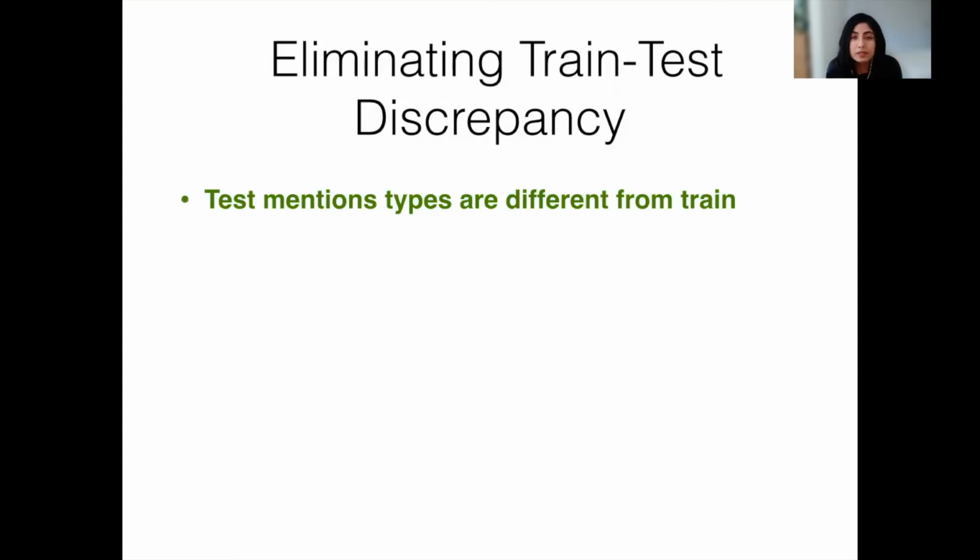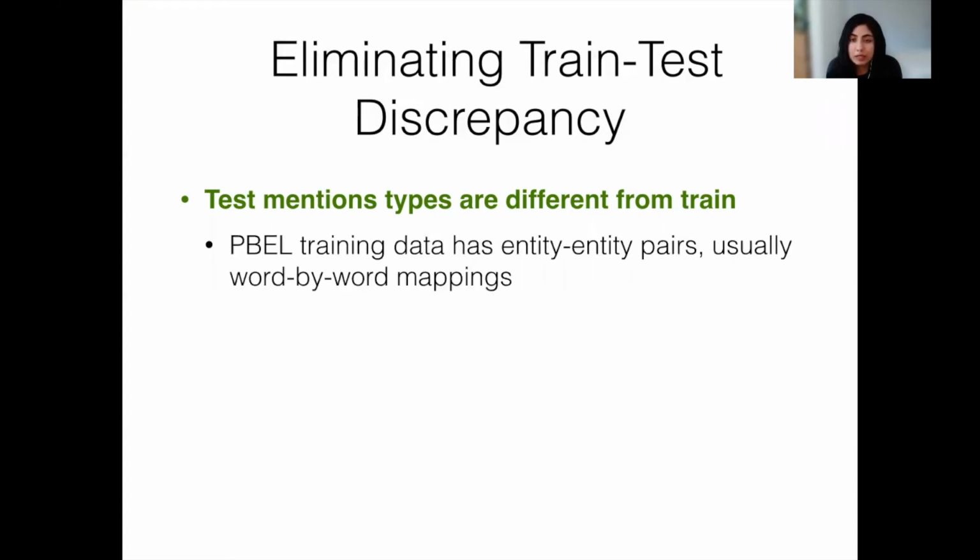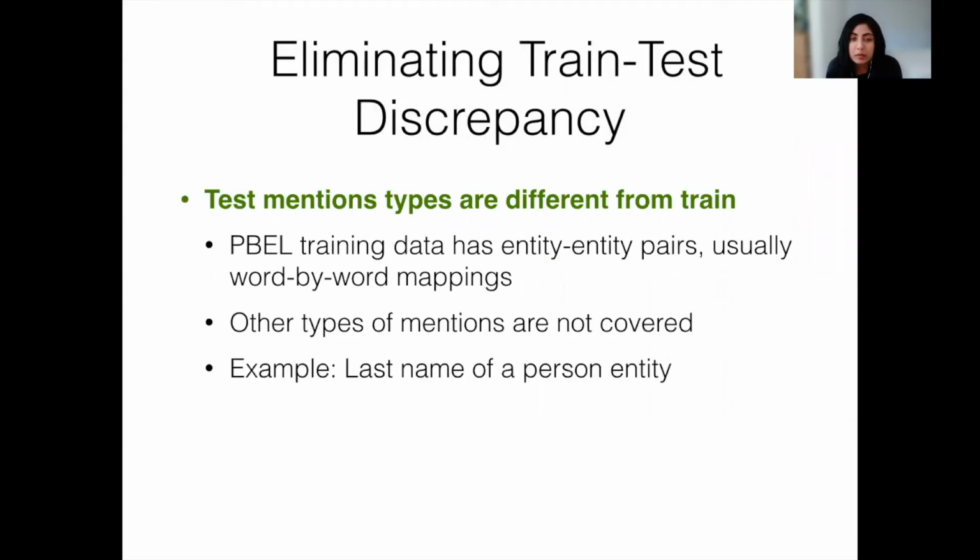First, we note that there is a difference between the types of mentions in the test data as compared to those the pivoting-based model is trained with. The model is trained with entity-entity pairs from Wikipedia language links, and these are word-by-word mapped pairs. However, the model can be queried with other types of mentions. For example, a document can refer to a person entity by their last name. Because the entity linking model only learns word-by-word matches, it cannot resolve more complex matching patterns, such as these partially matching names, which are really important in the candidate retrieval process.